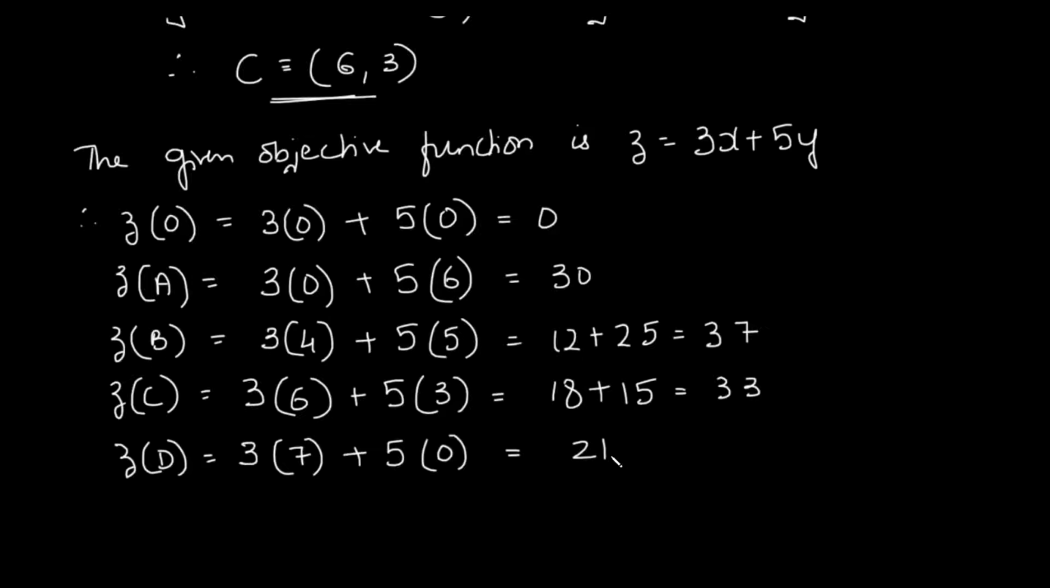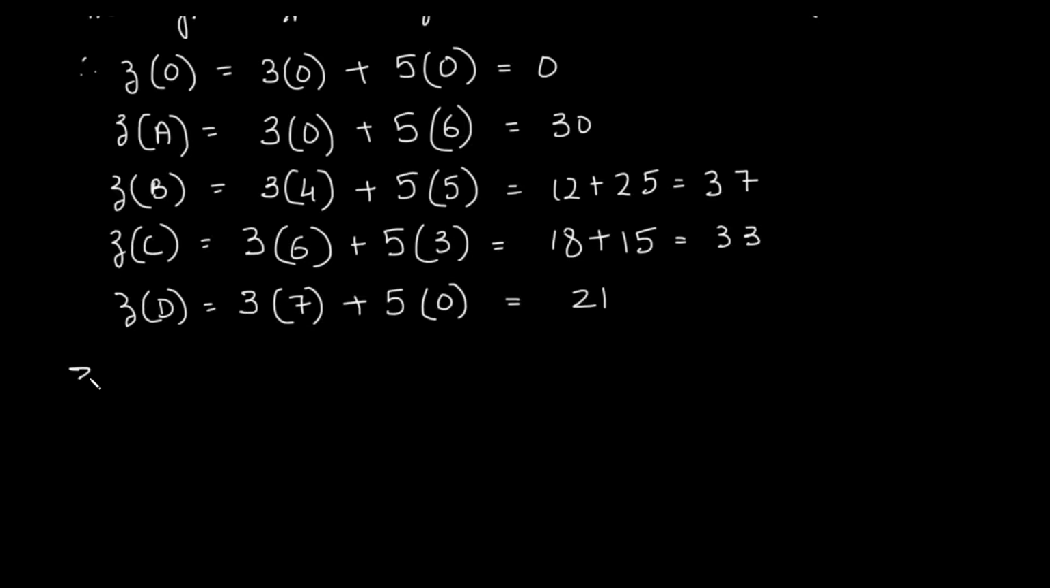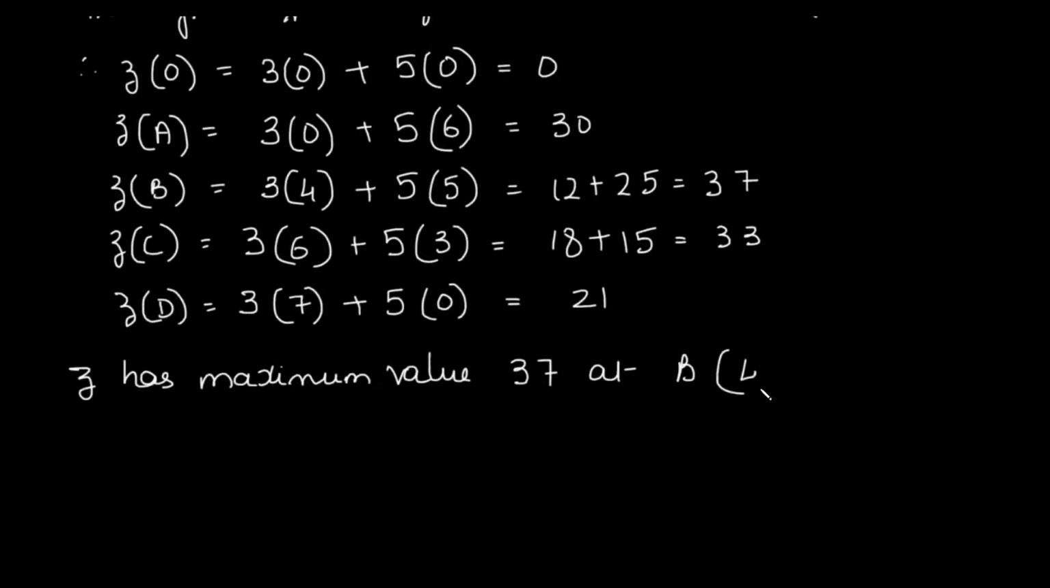Now if you remember, our function was maximize, and therefore over here the maximum value for Z is 37 at B. So thus we find the answer. We write the answer this way: Z has maximum value 37 at B, which has the coordinates 4, 5. So this is our final conclusion.